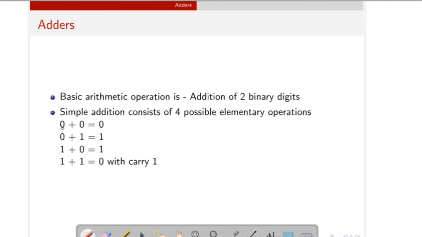That means we can add 0 with 0, we get the output as 0, or we can add 0 with 1, we get output equal to 1. Then 1 with 0, output is equal to 1. Then when you add 1 with 1, we get sum equal to 0 and a carry is generated. This carry is carried forward to the next bit. So this 0 is the sum and 1 is called the carry.